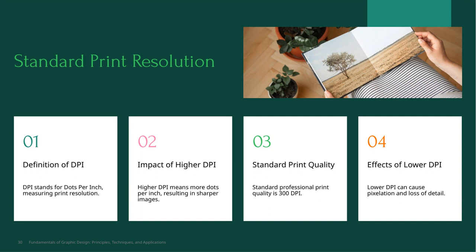Now let's talk about DPI, which stands for dots per inch. This measurement is all about print resolution and helps us understand how detailed an image will look when printed. The higher the DPI, the more dots are packed into each inch, which means the image will appear sharper and more detailed. For standard print quality, professionals typically aim for 300 DPI. This level ensures that images look clear and crisp on most printed materials. On the other hand, if the DPI is lower, it can lead to pixelation, where you see the individual dots and a loss of fine detail.